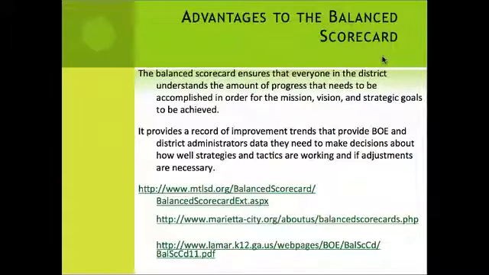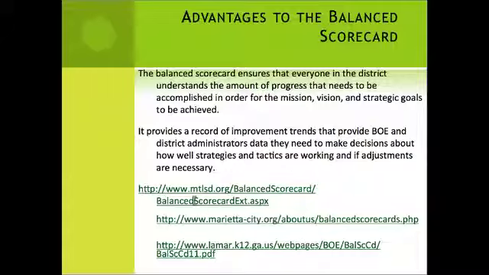But the advantages to the balanced scorecard is it really defines the amount of progress that needs to be made. It also documents the record of improvement trends that are provided to the Board of Education and other stakeholders, and really more importantly too, information that administrators and teachers need to determine what their gaps are in terms of strategy implementation and what adjustments are necessary.